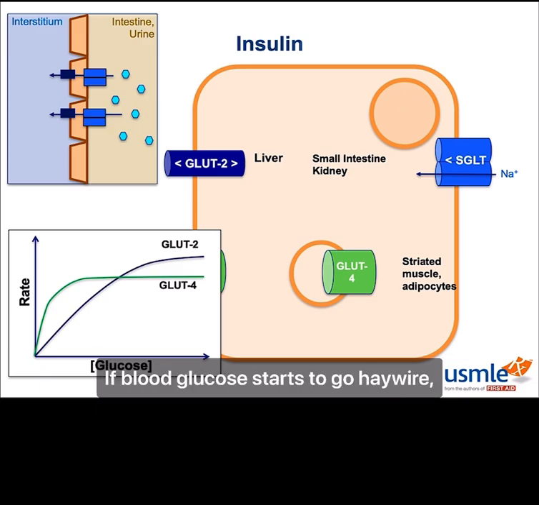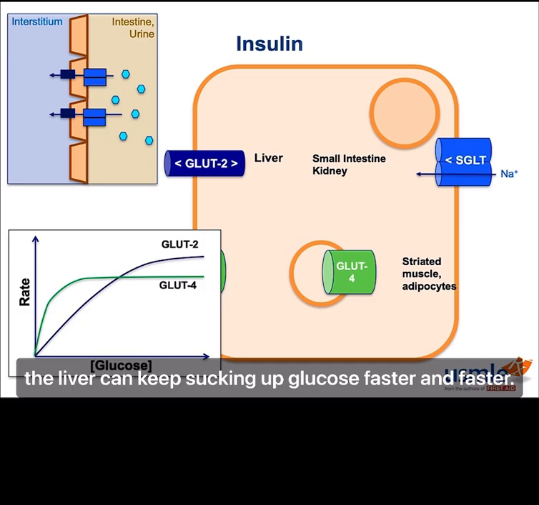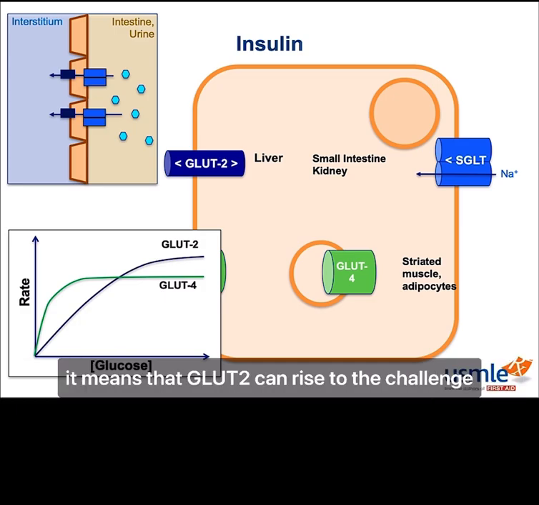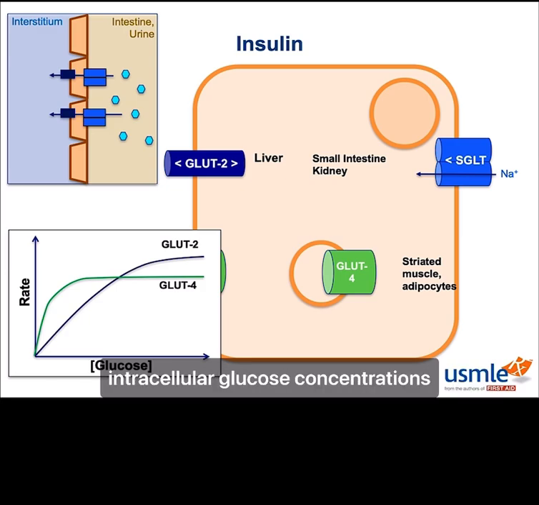In the liver, this is one of the mechanisms for preventing critical hyperglycemia. If blood glucose starts to go haywire, the liver can keep sucking up glucose faster and faster. In the kidney and small intestine, it means that GLUT2 can rise to the challenge if the SGLT channels are threatening to increase intracellular glucose concentrations to cell-exploding levels.